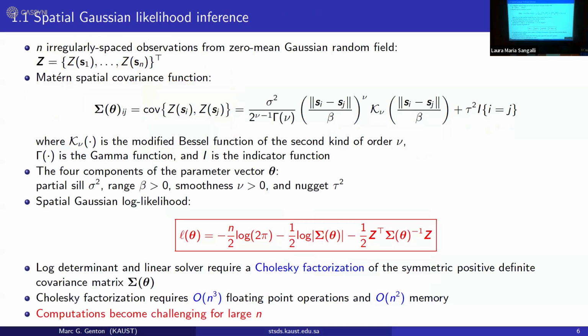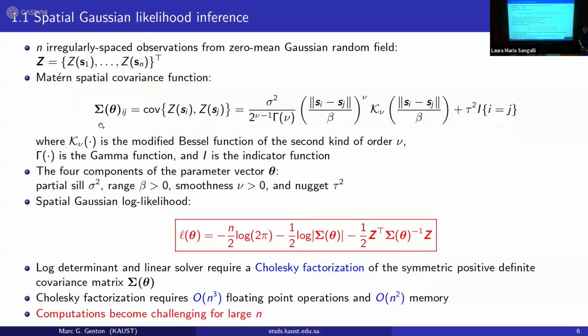So here's the first type of classical problem, namely spatial Gaussian likelihood inference. Assume that we observe a variable Z, say temperature, at n locations in space, S1, S2, up to Sn. They can be irregularly spaced over a certain region. And we model the spatial dependence structure with this famous Matérn spatial covariance function, which is described here.